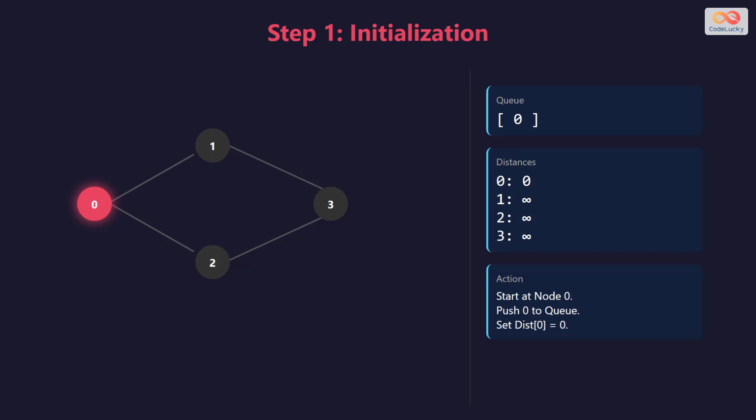Let's visualize the process. We start by initializing our source node, let's call it node 0. We add node 0 to our queue and set its distance to 0. All other nodes have an infinite distance initially. We are now ready to begin the exploration.